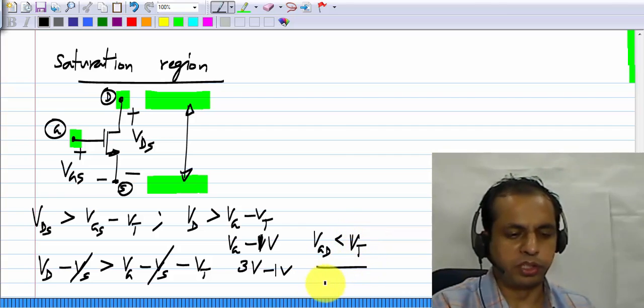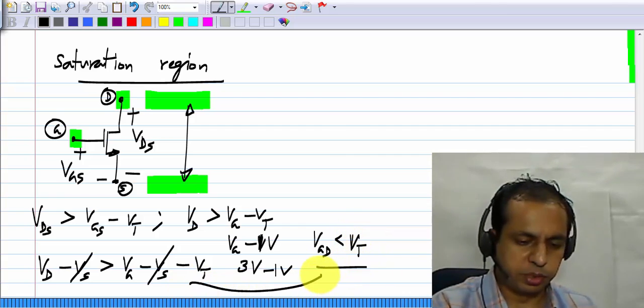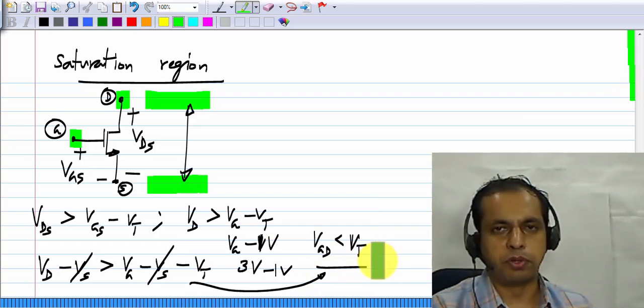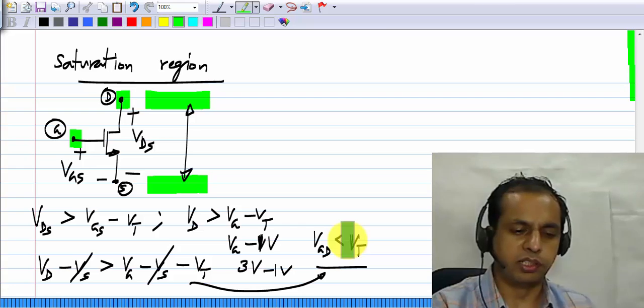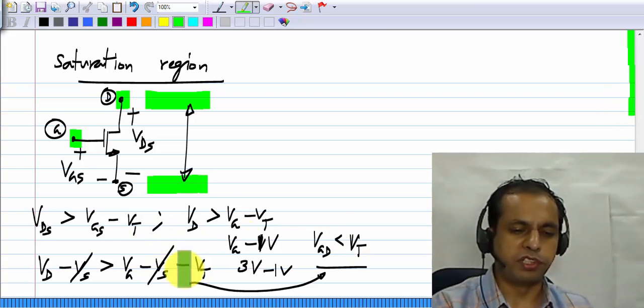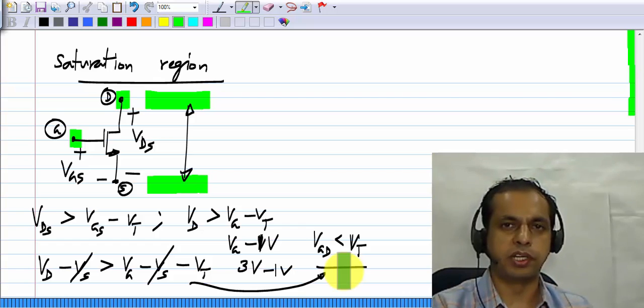Okay, that's another way to think about it. I mean, it's just a rearrangement of the same relationship. The gate drain voltage has to be smaller than VT. Okay, all these are restatements of the same thing, but depending on the circuit configuration, one of these three relationships is actually easier to use than the others.